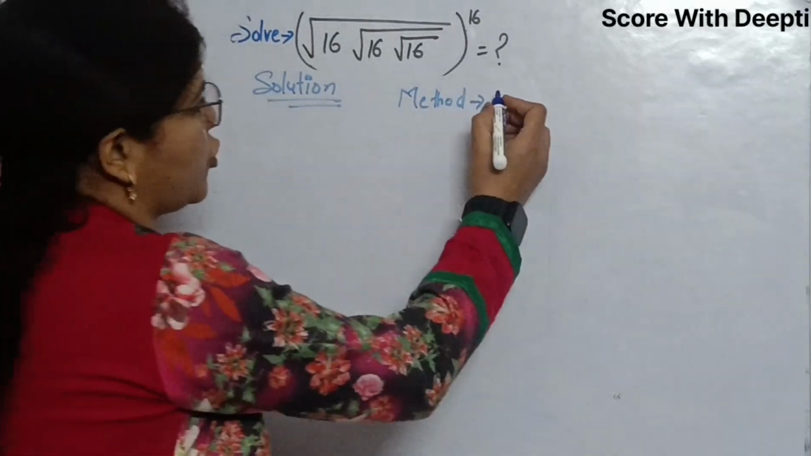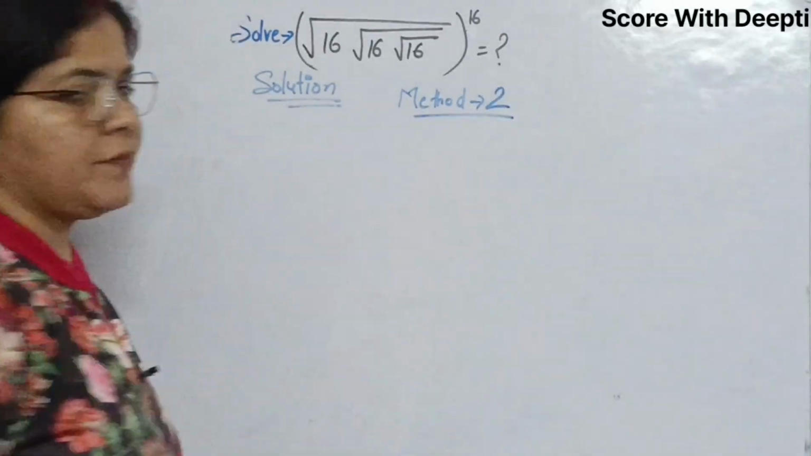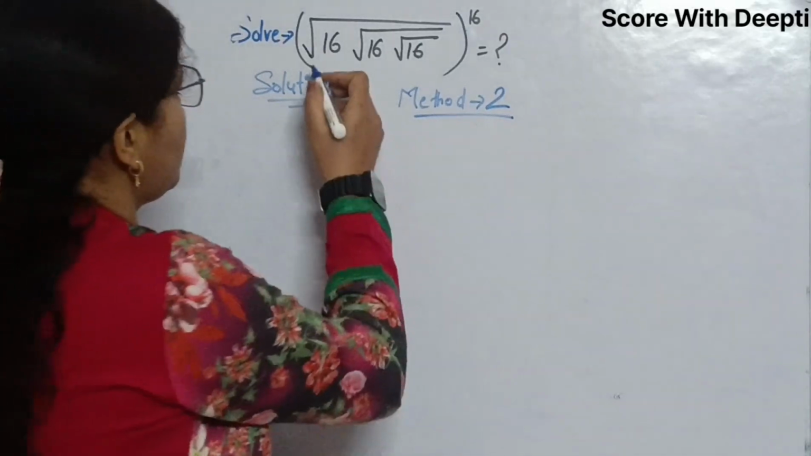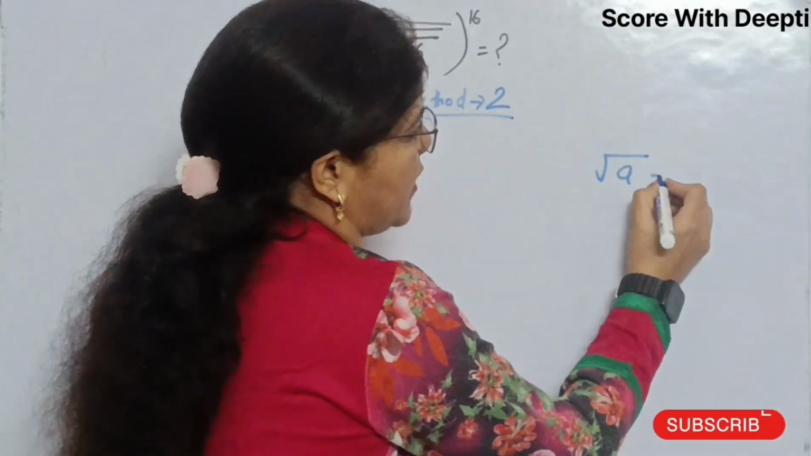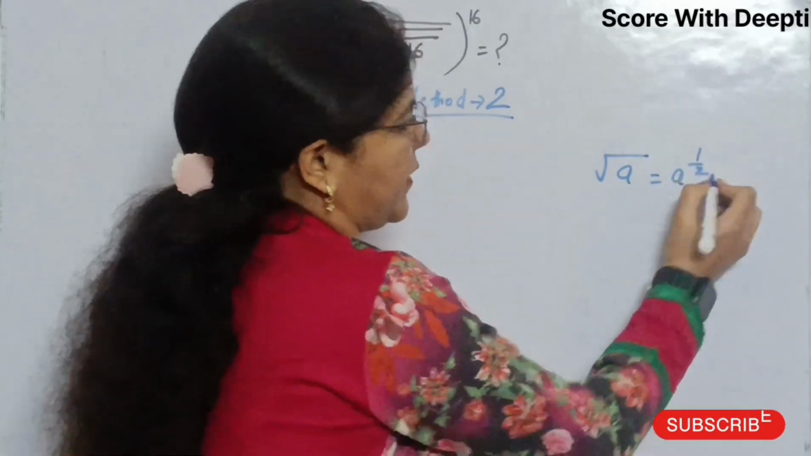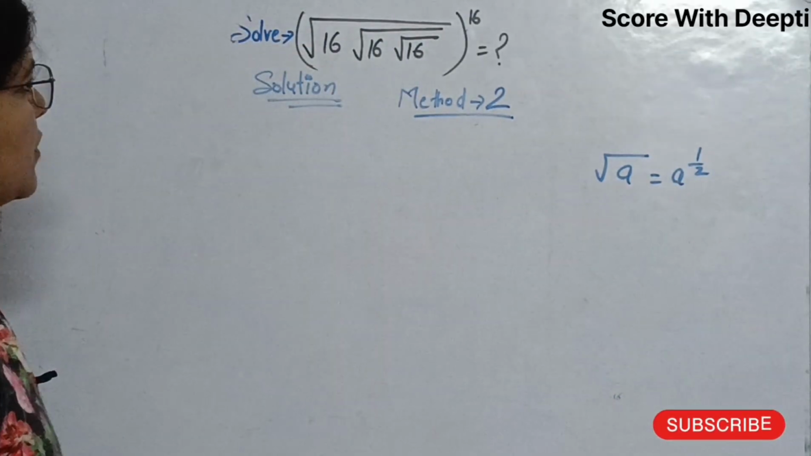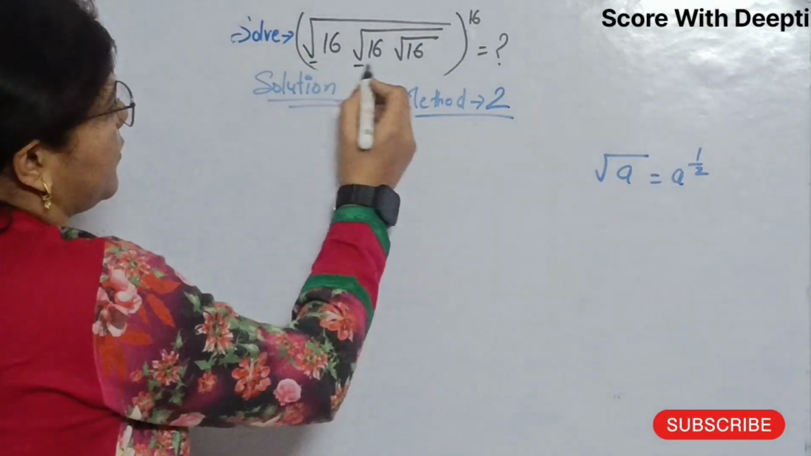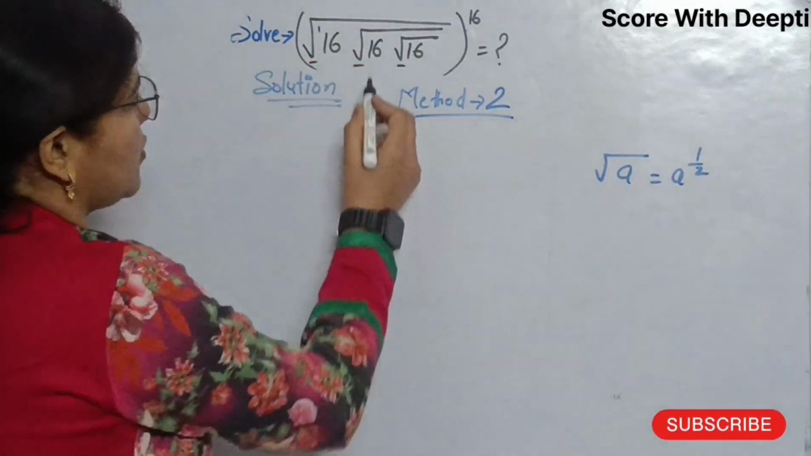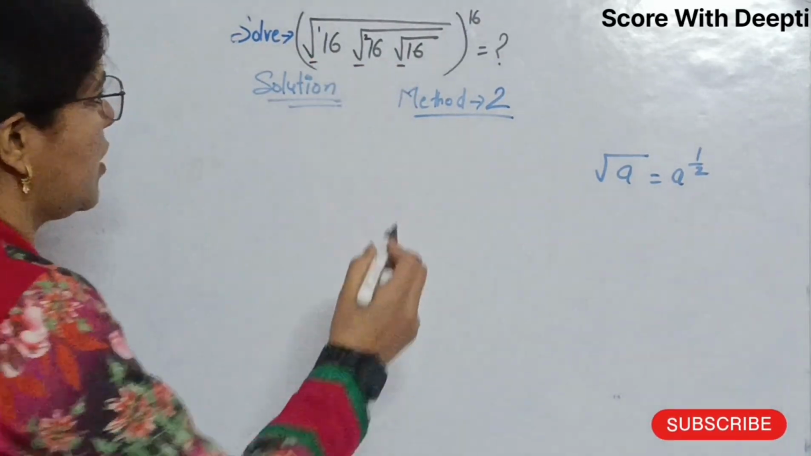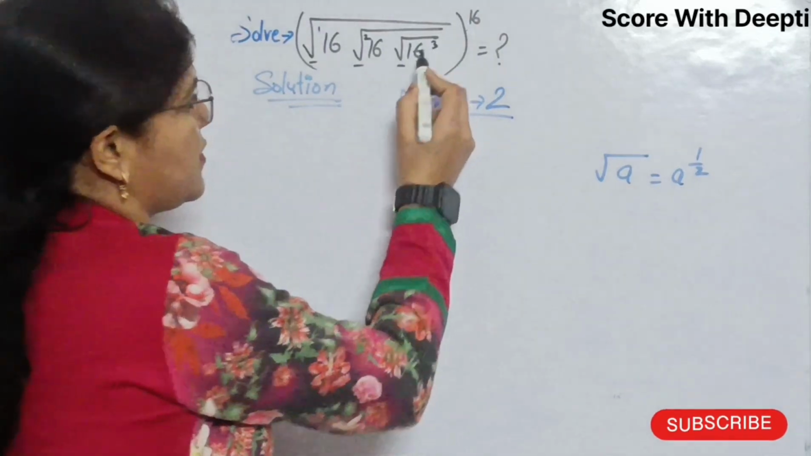Now let's begin the solution of this question with the second method. In the second method, in place of the square root, we will write 1 by 2. That means square root of a is equal to a to the power 1 by 2. Now first we will count how many square roots there are. This 16 comes under 1 square root. This 16 comes under 2 square roots. This 16 comes under 3 square roots.